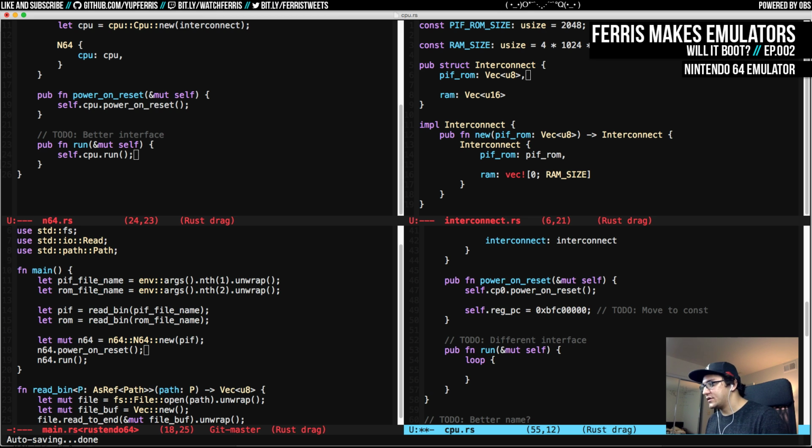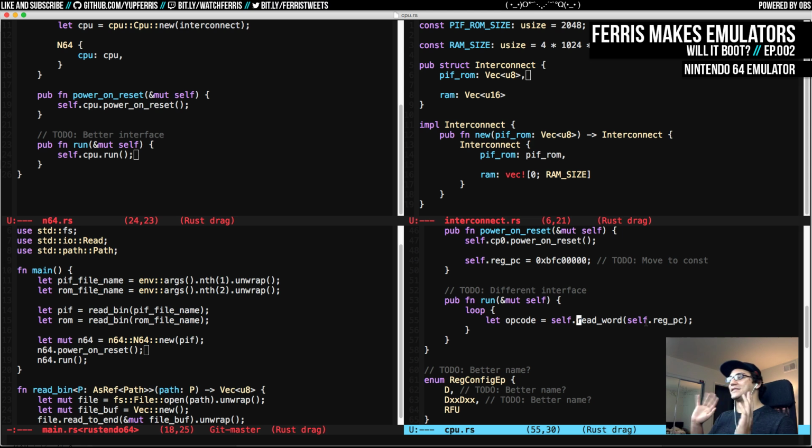Yeah, I'm just going to say, so let opcode, getting so close, guys, is going to be read word of the program counter. So we're going to read a word, and read word is going to be a function that we'll define on self as well. Someone yell at me if word is the wrong term there, but I think it is. Even though that may be confusing, because I always think of word as 16 bits because I'm used to x86, but I think that's more correct for MIPS.